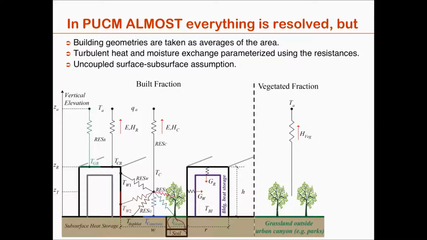The very complex turbulent heat and moisture exchanges are parameterized using resistances. This is currently a very weak point of urban canopy models that we're working on. And currently the subsurface and surface are not coupled. So we assume that the topsoil is uncoupled from the groundwater table, that the groundwater table is quite deep. This can be quite an erroneous assumption, especially, I think, on the East Coast and in many other areas.